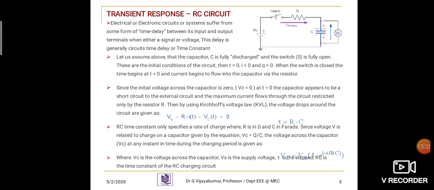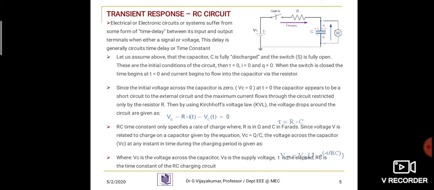Let us assume the above circuit, the capacitor is fully discharged and switch S is fully open. These are the initial conditions of the circuit. Then at time t equal to 0, the current flowing through the open circuit, I naught, is equal to 0. Similarly, since C is equal to Q by V, the charge Q is also 0.